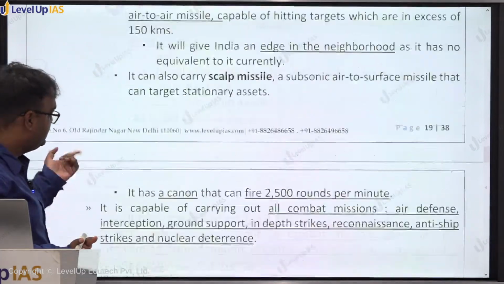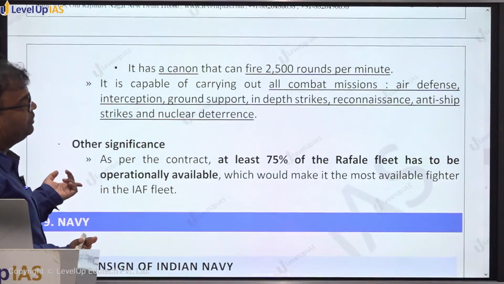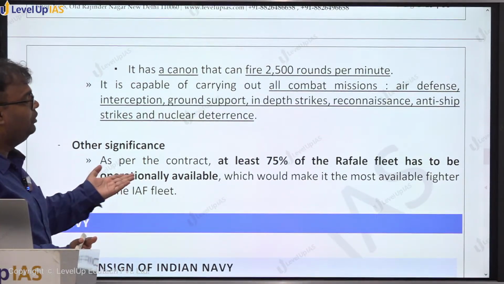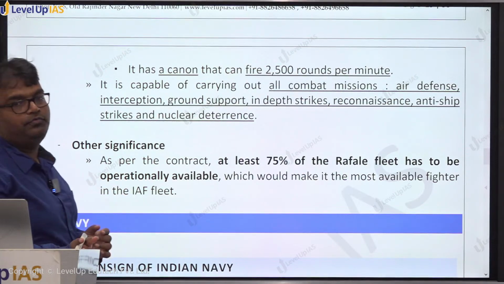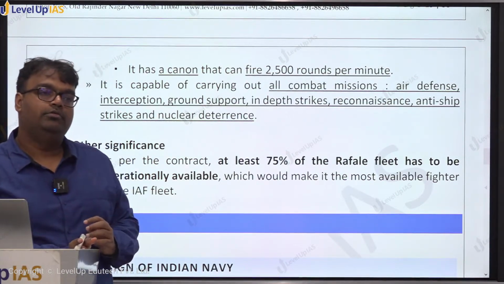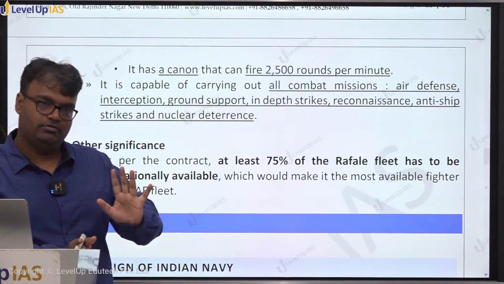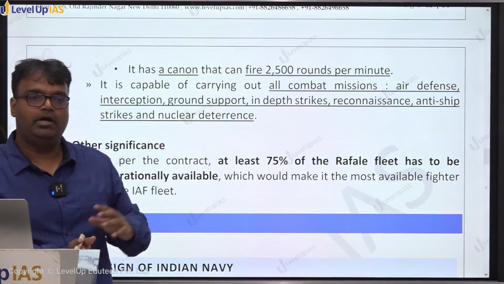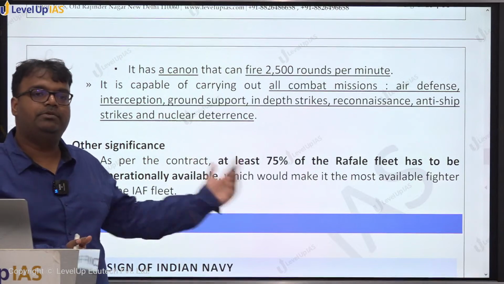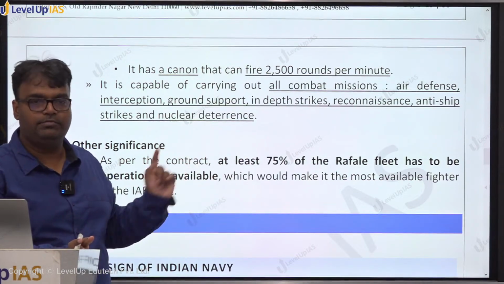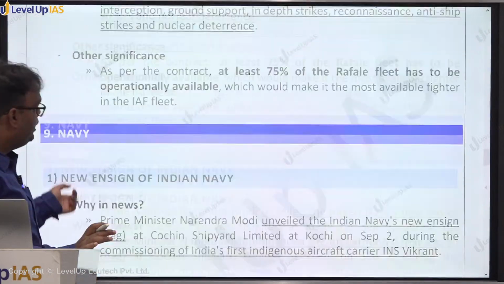The various missiles are there. As per the contract, at least 75% of the Rafale fleet has to be operationally available, which would make it the most available fighter in the IAF fleet. It happens that not all aircraft are operationally available. Around 50-60% of them are operationally available. The remaining are under maintenance, under various things. So here in the case of Rafale, 75% of them will be operationally available, and thus it will be the most operationally available aircraft. Let's come to the Navy.